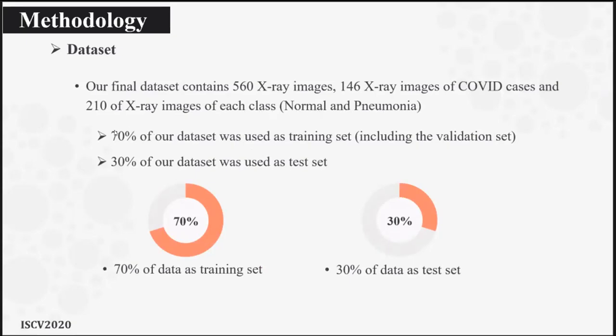So about the splitting, 70% of our data set was used as a training set, including the validation set, of course, and 30% of our data set was used as a test set. And for the splitting of our data, we use stratified splitting to divide the data set into the training set and the test set with the same proportion of each class label.